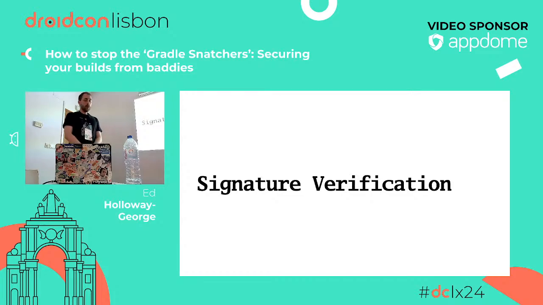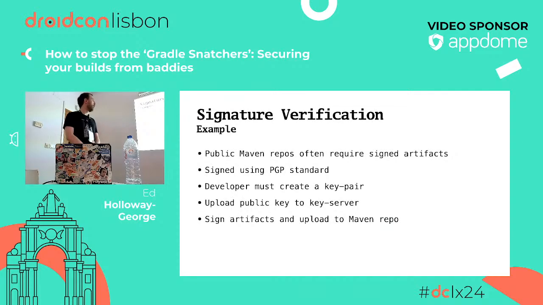So when we upload dependencies, we are often uploading them to public Maven repos, the most common one, I guess, being Maven Central, and they often require signed artifacts. Now, the artifacts are signed using something called the Pretty Good Privacy standard, PGP. Developers must create a cryptographic key pair to be able to sign their artifacts, to essentially assure that they have been created by the person they've said they've been created by.